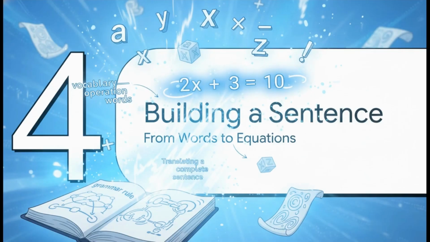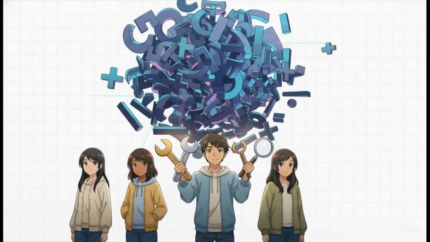Okay, quick recap. We have our alphabet, those are the variables. We have our vocabulary, all those operation words, and we have a super important grammar rule about word order. Now, let's put it all together. Let's translate a full sentence. All right, here we go, the final boss. Let's translate a complete sentence. I know it looks a little intimidating at first, but don't worry, we have all the tools we need. We're just going to break it down piece by piece, just like a professional translator.